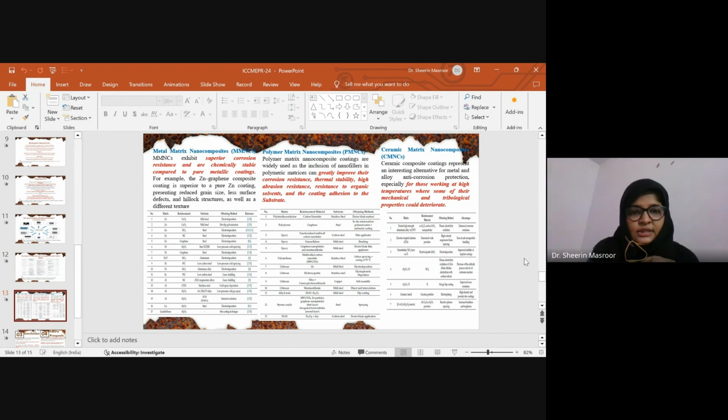Okay, so these are two others, polymer and ceramic matrix nanocomposite. Both are working great as compared to basic polymer, when compared on their inhibition efficiency to polymer and matrix.